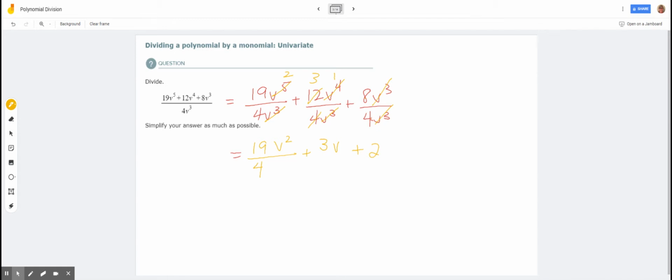Okay, you have a fraction here. Don't worry, that's totally fine. You can have a fraction here. It's okay. What's most important is that you separate it out.